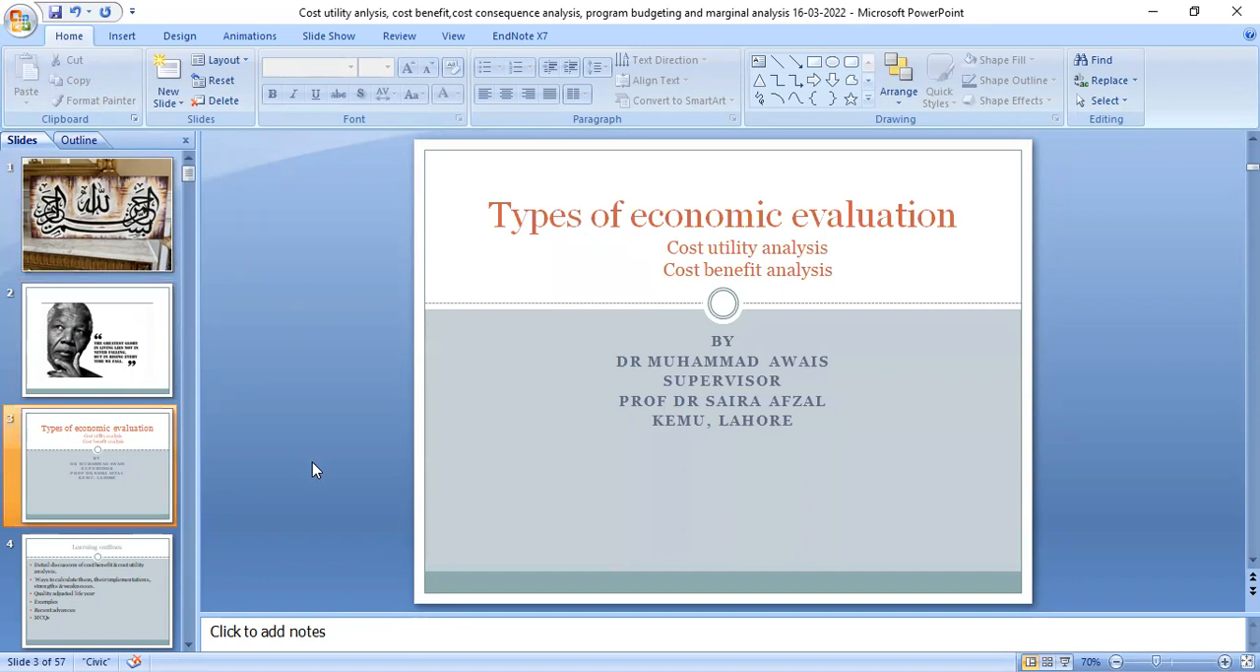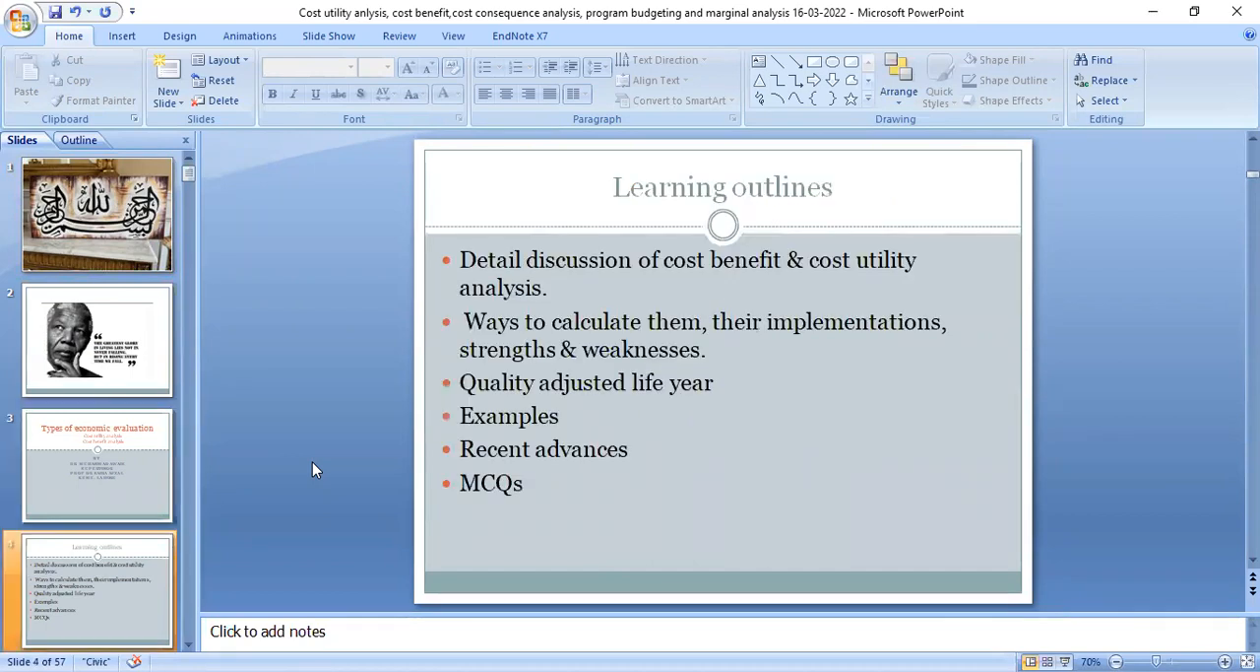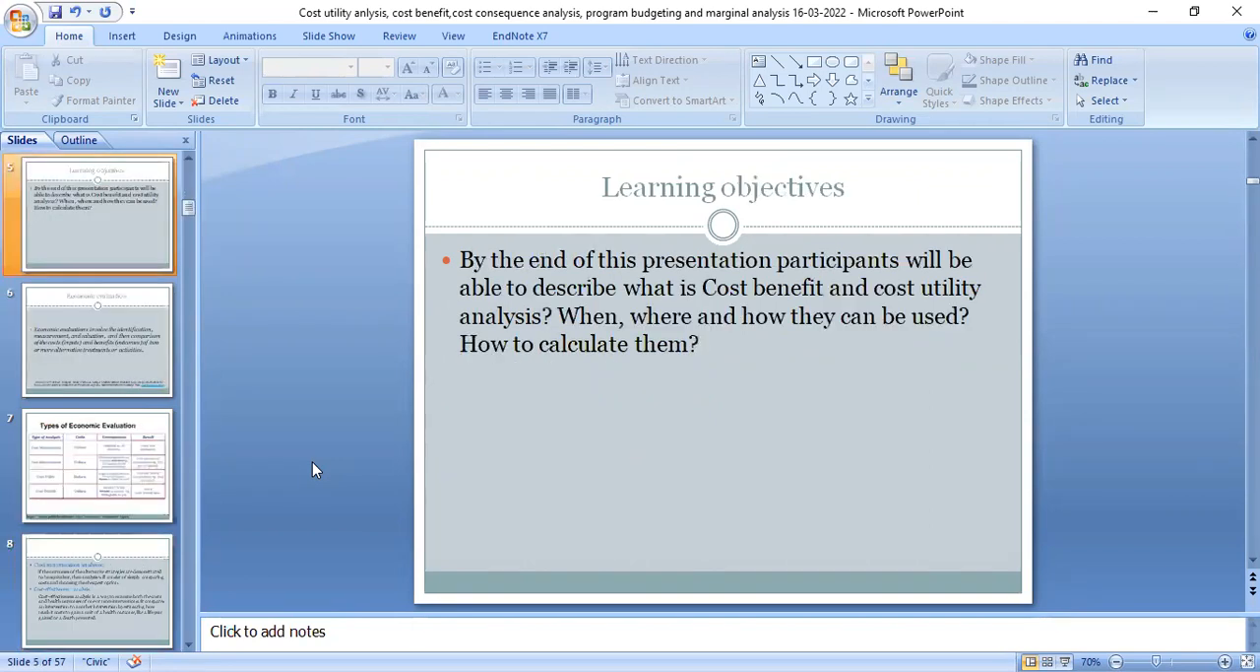Today the topic of presentation is types of economic evaluation, that is cost utility analysis and cost benefit analysis, under the supervision of Professor Dr. Saira Afzal. Learning outlines of today's presentation is detailed discussion of cost benefit and cost utility analysis, ways to calculate them, their implementations, strengths and weaknesses, and quality adjusted life year, their examples, recent advances and MCQs.